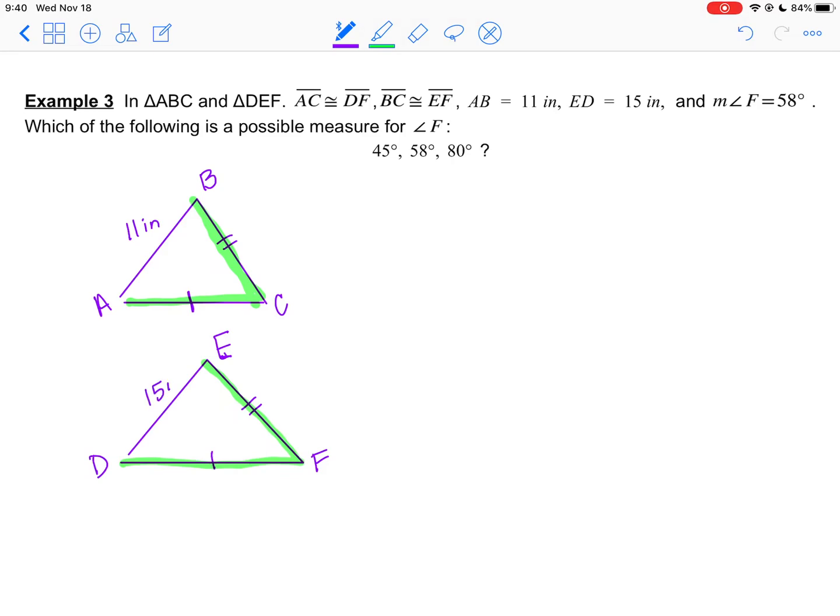Next, it tells me that the length of AB is 11 inches. The length of ED is 15 inches. And the measure of angle F is 58 degrees. So which of the following is a possible... Oh, it says angle F. This should be angle C. All right, so which of these is a possible measure for angle C? So let's just use C as this inequality here.